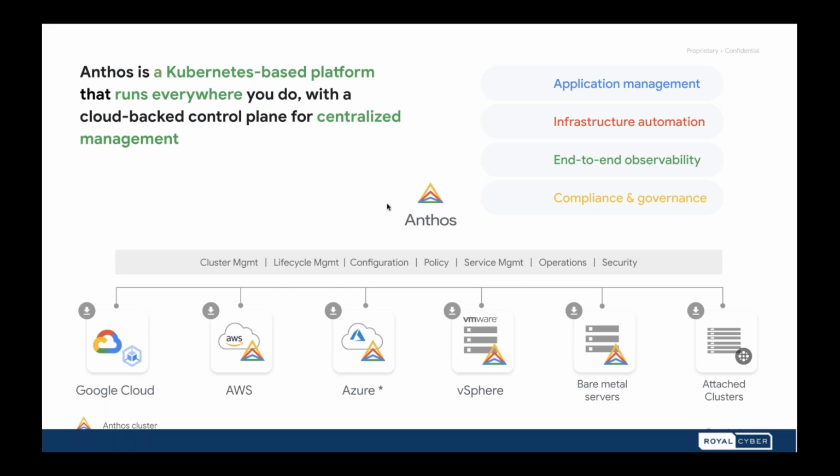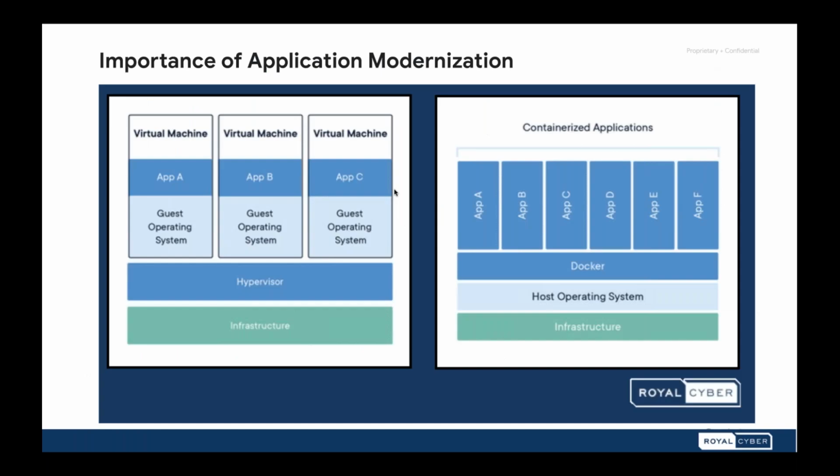So moving on, we can talk about the importance of application modernization. What you see on my screen are two different approaches. In one approach, you have these bare metal virtual machines which are managed by a hypervisor, and this hypervisor uses a guest operating system, and that guest operating system is able to run those applications.